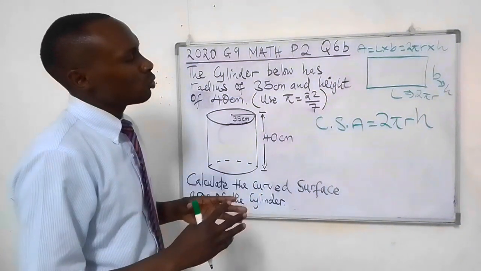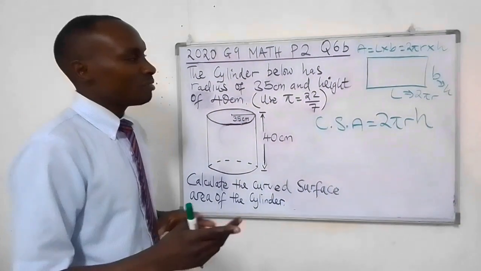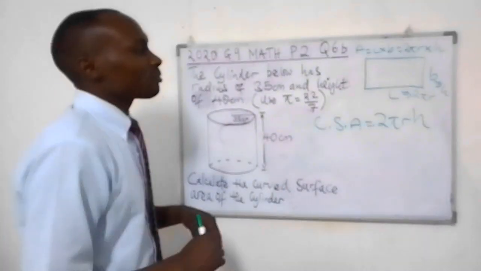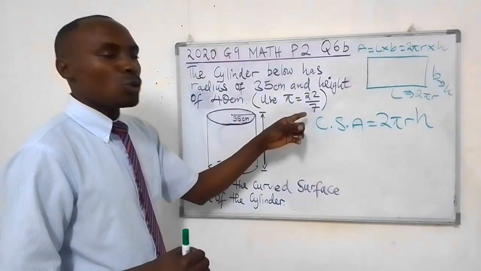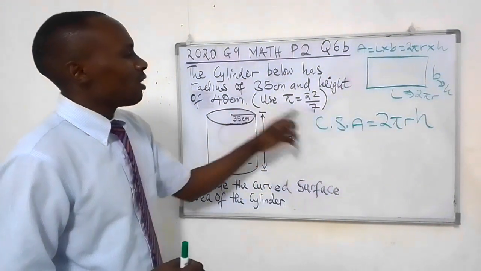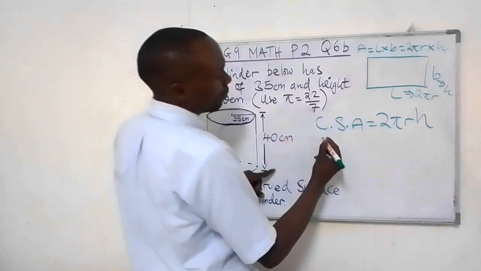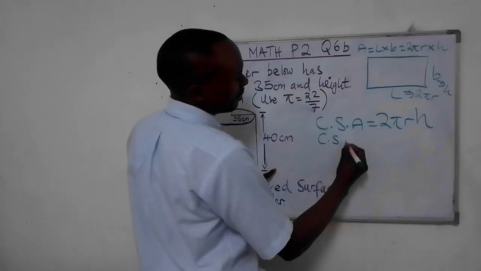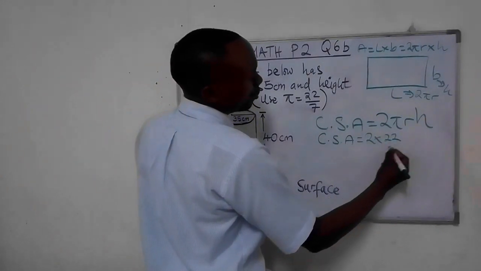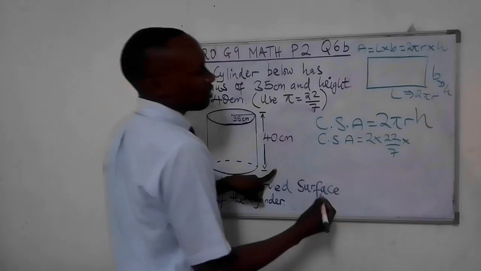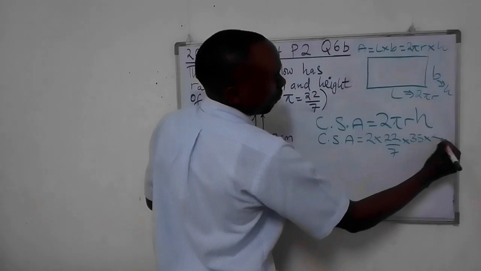Now that we understand how we come up with the curved surface area formula, which is 2 pi RH, when it comes to substitution, pi is just 22 over 7, radius is 35, and height given is 40. So we're just going to do simple substitution. CSA is equal to 2 times 22 over 7 times 35 times 40.